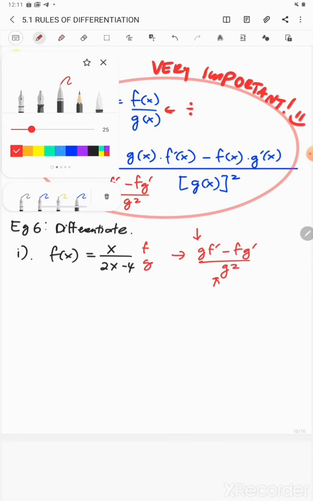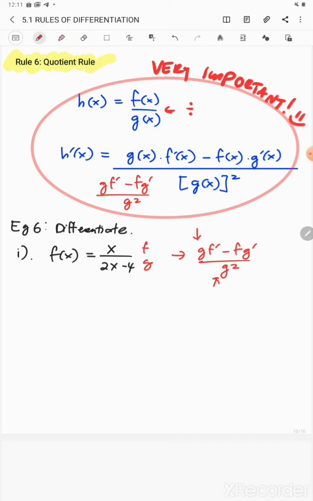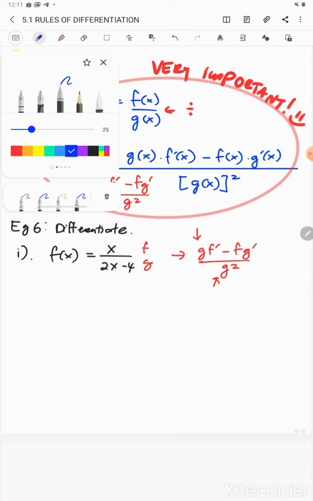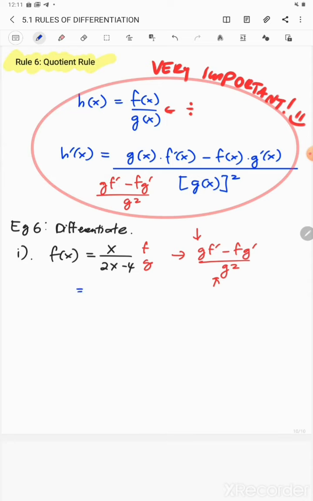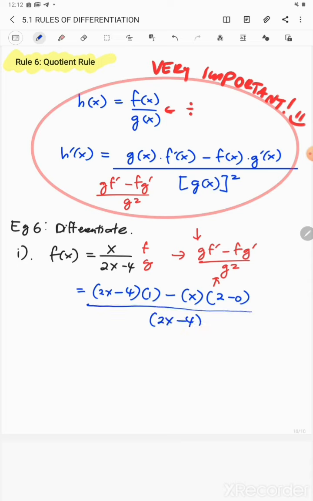It is easy to remember: the bottom is g, and the top also starts with g. To differentiate this, we substitute into the formula. We start with g first, copy all the terms for g, so 2x minus 4. Then g f prime: differentiate x, we get 1, minus f, copy, we have here x, and then differentiate 2x minus 4, we get 2. Because we have x, we get 1. So 2 minus 0, over g square, which is 2x minus 4 square.